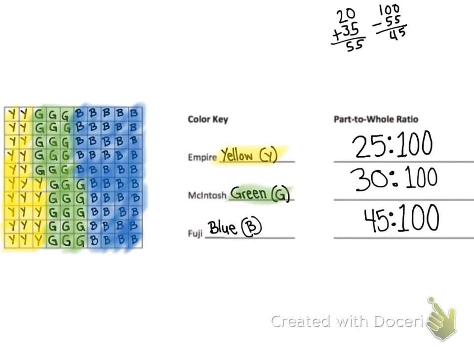If you add these up to show you that it's out of 100, we have 25 plus 30 plus 45. And 5 plus 5 is 10. 7, 8, 9, 10, 100. I just want to show you that all 3 of them add up to 100. All 3 of the parts add up to the whole, which is shown clearly on the grid.